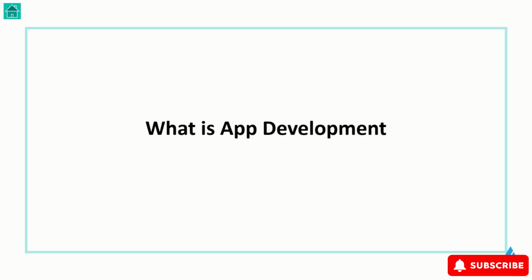Then we have testing. When the app is created, it's put through a series of tests to ensure that it's functional and free of faults or problems. Then we have deployment. After having been properly tested, the program is uploaded to the App Store for consumers to download and use. App creation also includes constant maintenance and upgrades to preserve the app's functionality, security, and compatibility with the most recent operating systems and devices.